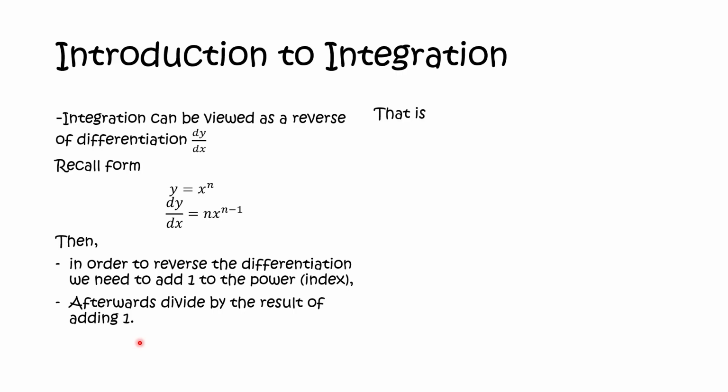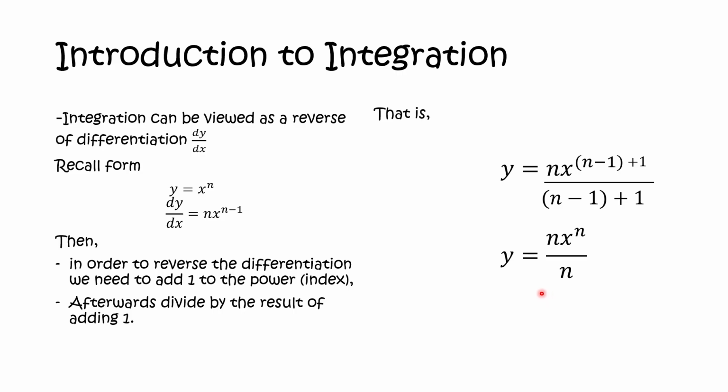That is, we have y equals n times x to the power n minus 1. We add 1 to the power, and divide by the resulting power, which is n minus 1 plus 1. Now, simplifying that, we get n times x to the power n all over n. And as you can see, the n's will cancel out so that we just have x to the power n.